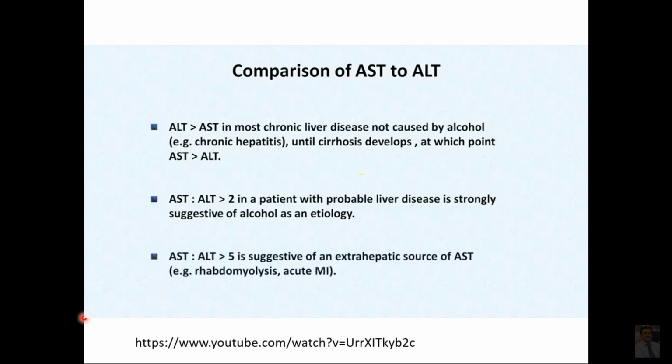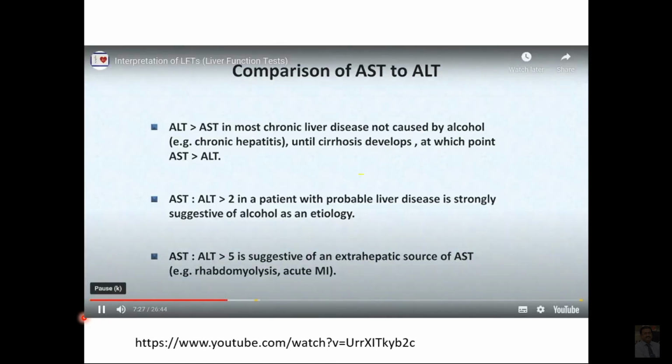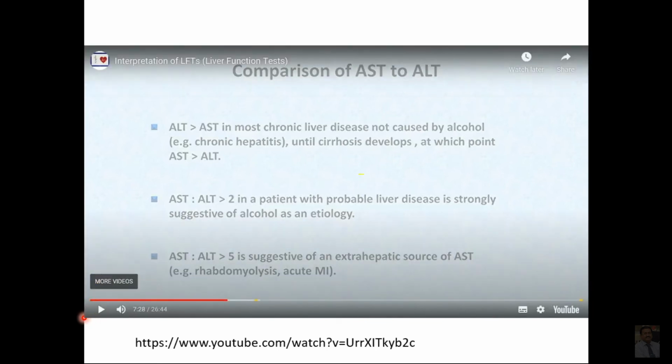An AST to ALT ratio above 5 is suggestive of an extrahepatic source of AST, such as rhabdomyolysis or an acute MI. So all the three parameters we already discussed, and the ALT AST ratio, what is the difference, and in the hepatitis we covered all these. Okay, and the ALT and the AST, and what is the ratio, 3 times or 5 times. So everything is completed there. You can just follow that formula within the box. That is more than enough.